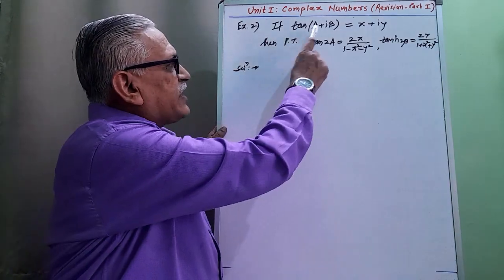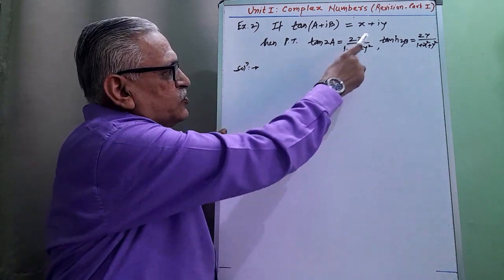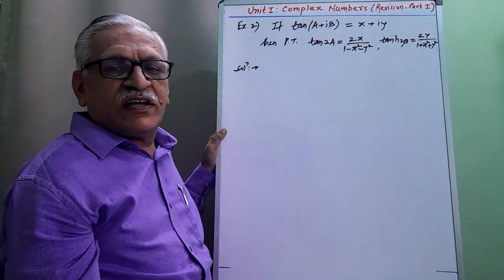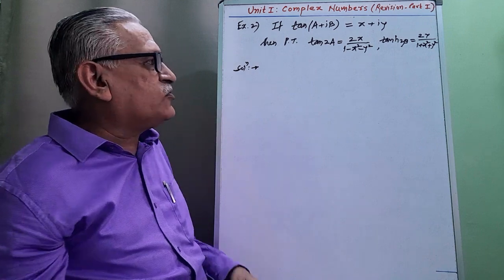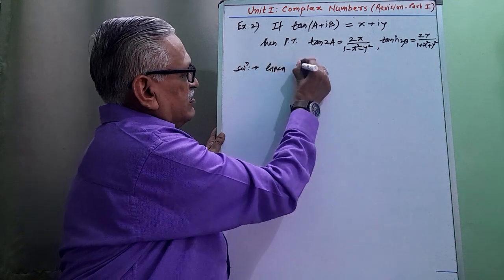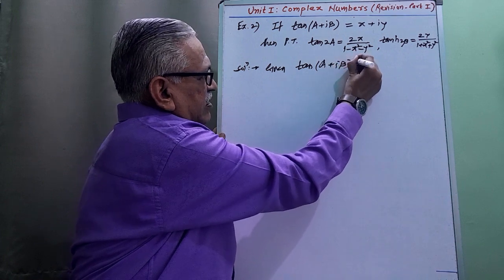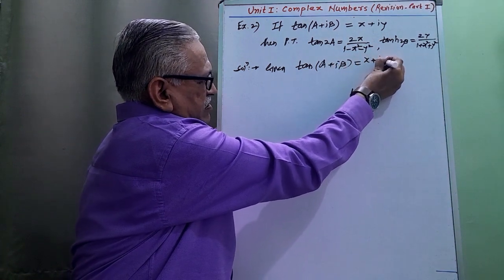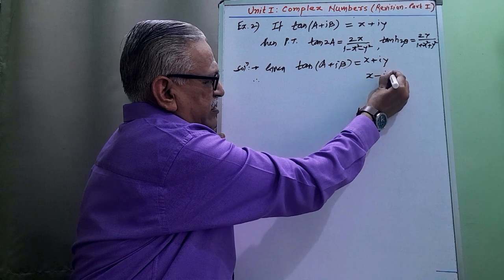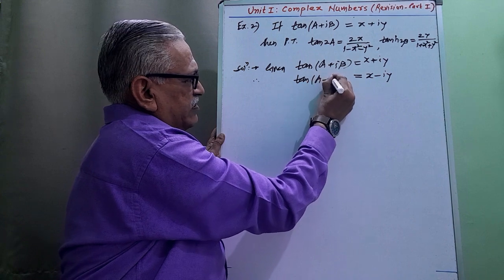Second example, if tan of a plus ib is equal to x plus iy, then prove that tan 2a is equal to 2x upon 1 minus x square minus y square, and tanh 2b is equal to 2y upon 1 plus x square plus y square. And to prove this, given information is tan of a plus ib is equal to x plus iy, and therefore its conjugate is x minus iy as tan of a minus ib.